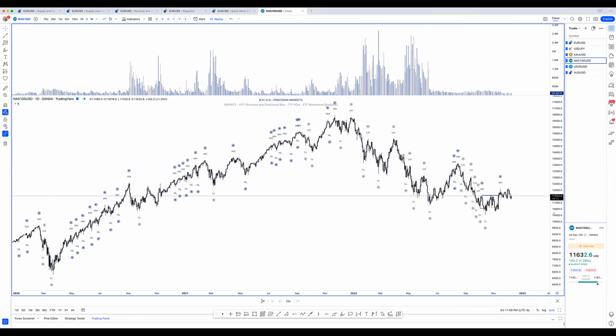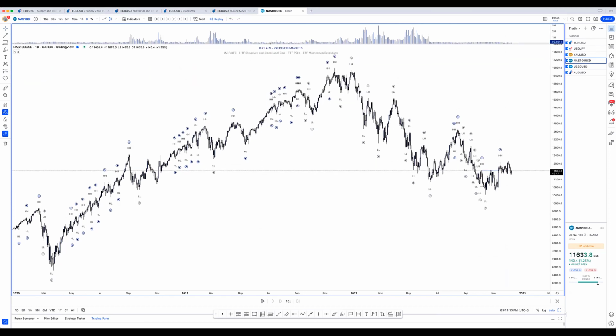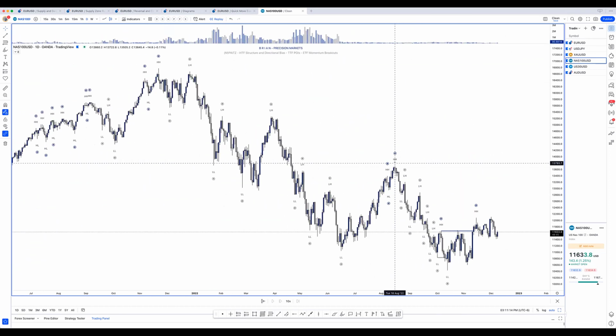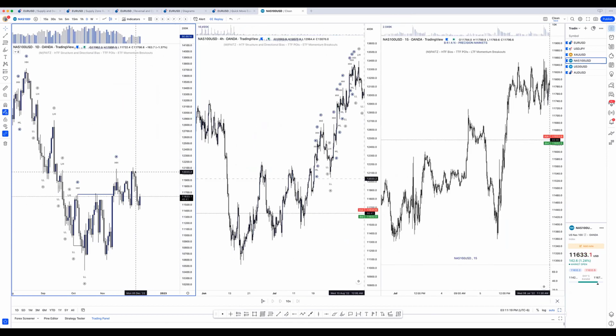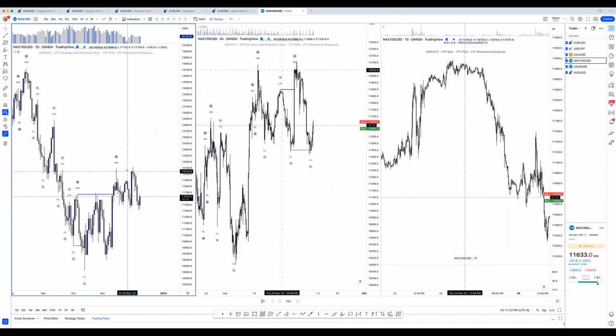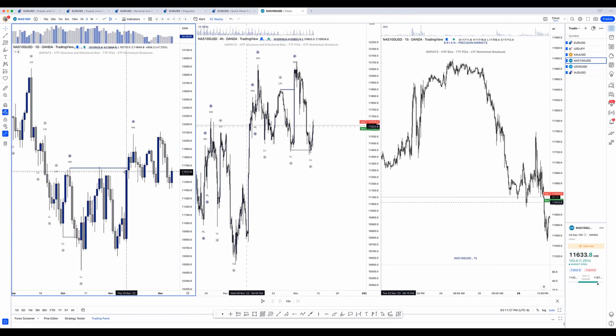And one more thing, on 1 hour POIs, you still don't mind using a 3-minute break of structure and change of character, right? No, it's pretty cool. Sometimes I'll use 1 minute, sometimes 15 seconds, sometimes 30 seconds off of a 1 hour POI. Sometimes I use 5 minutes, but I'm not going to take a 15-minute trade off of a 1 hour POI.